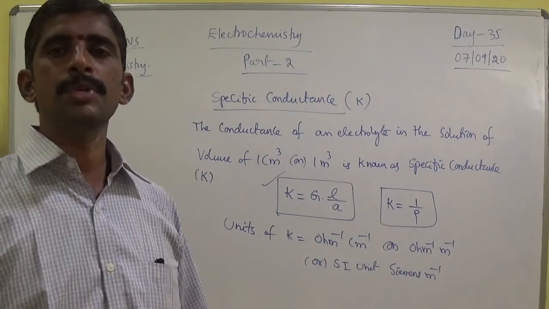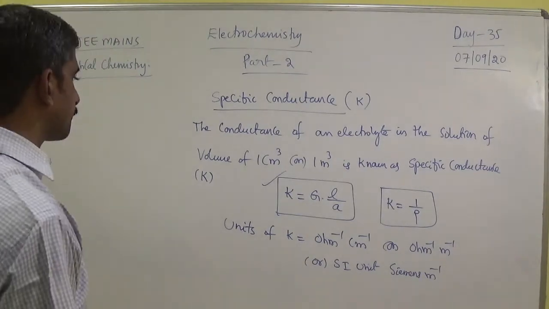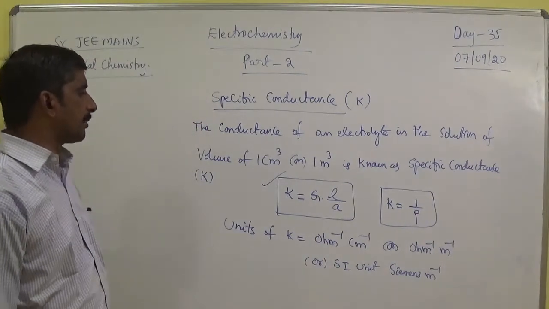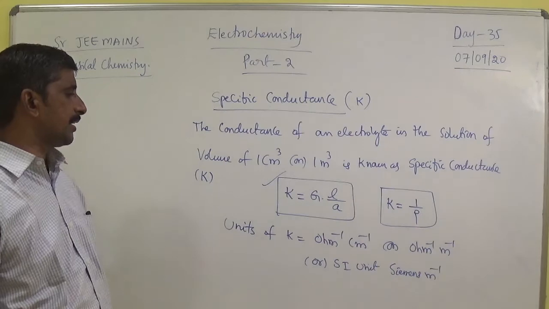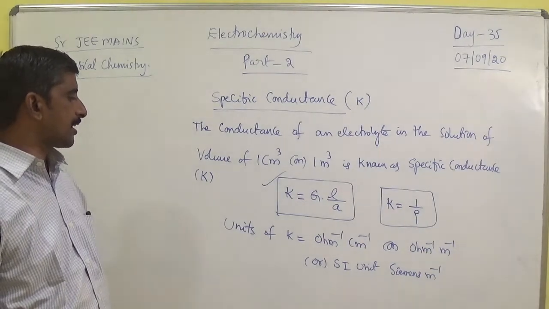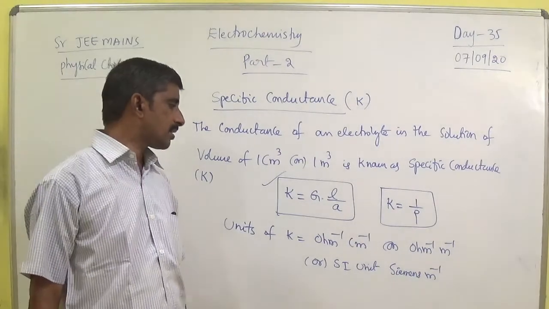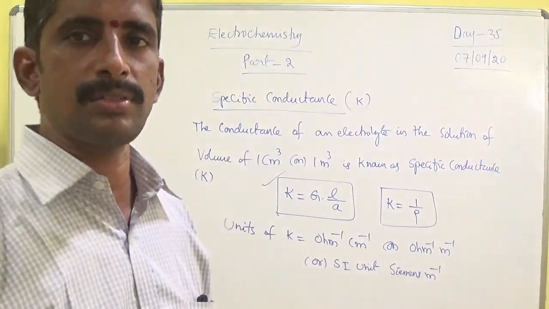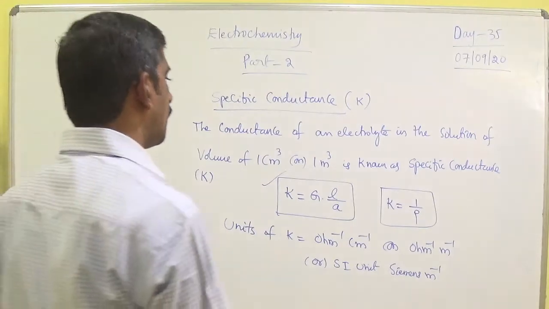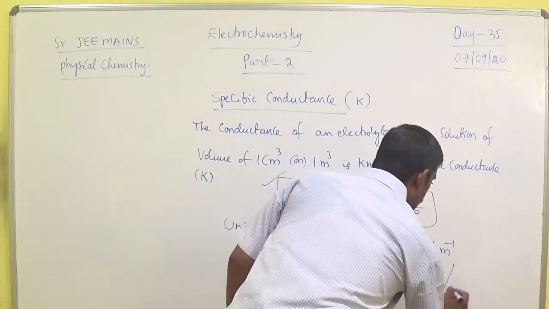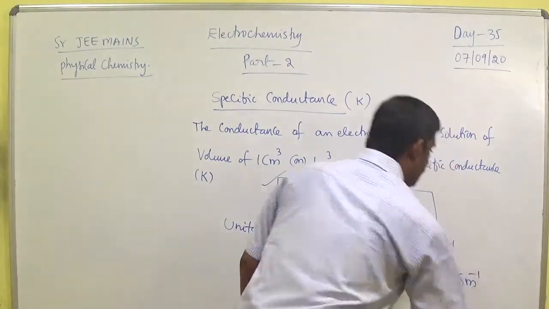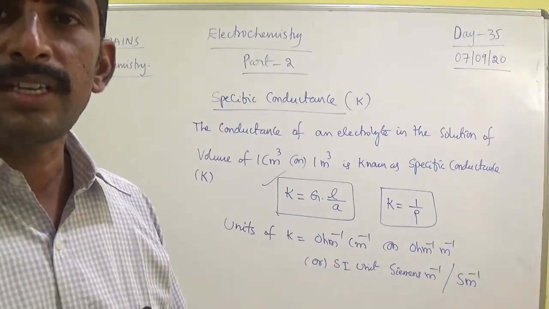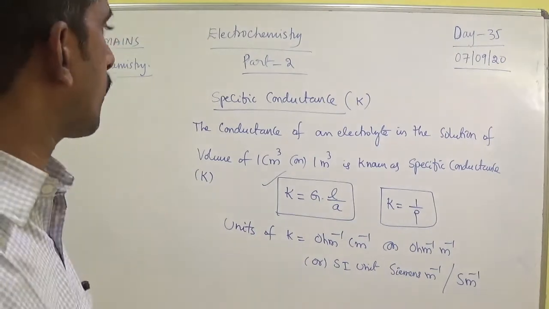Units of specific conductance: ohm inverse centimeter inverse, or ohm inverse meter inverse, or the SI unit Siemens per meter, written S m inverse. Here S means Siemens.